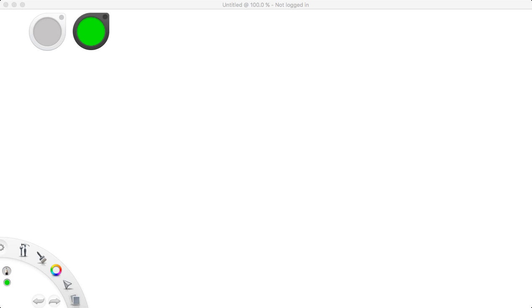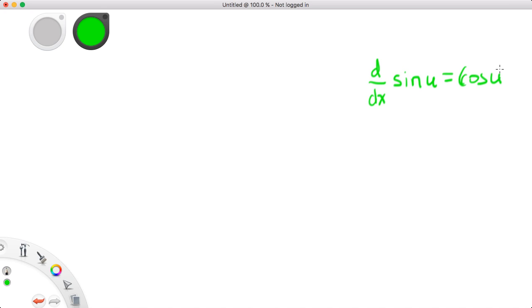So for instance, we're looking at d over dx of sine of u equals cosine u times u prime. And this is in brackets on the cheat sheet too. So what does that mean? Why do they do that? Why is there a u here instead of an x? And what is this u prime doing over here?